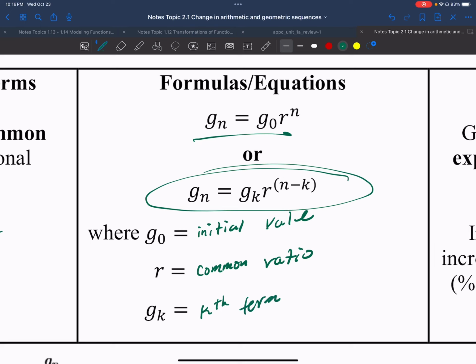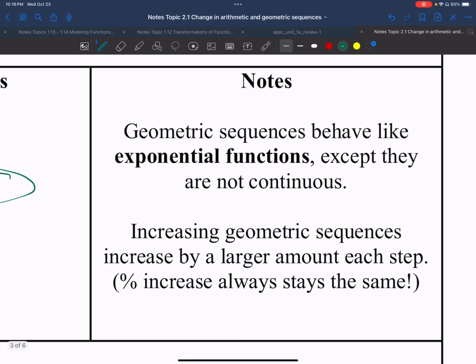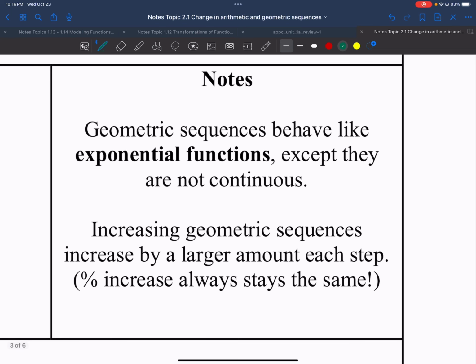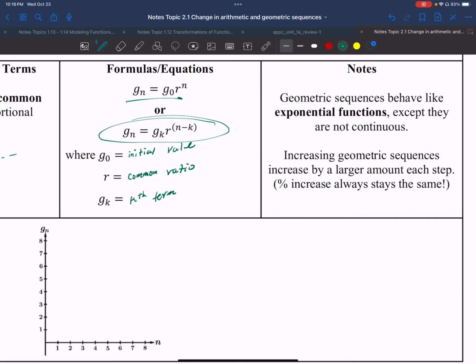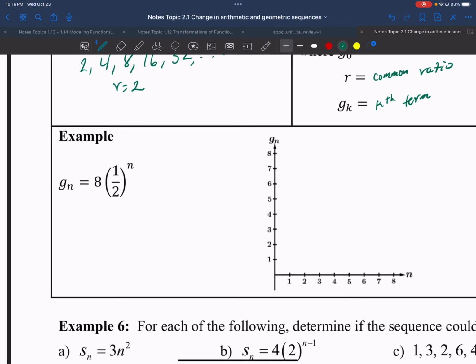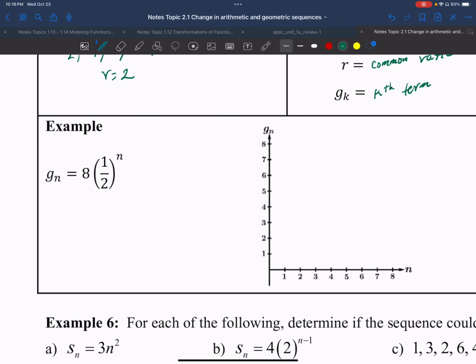Same as before, I have the two variables n and k, and they both represent input variables. When I look at geometric sequences, they're going to behave like exponential functions. Again, they are not continuous. They're going to be isolated points or separate. Increasing geometric sequences increase by a larger amount each step because, again, you are multiplying, making them larger and larger or smaller as you go, depending on the ratio.